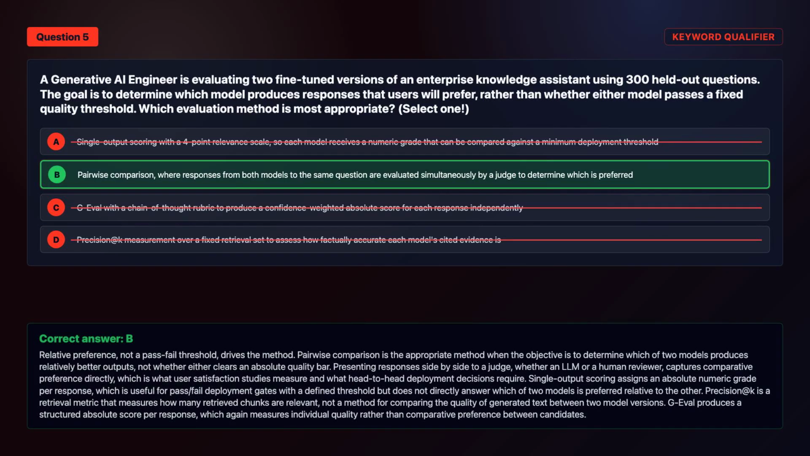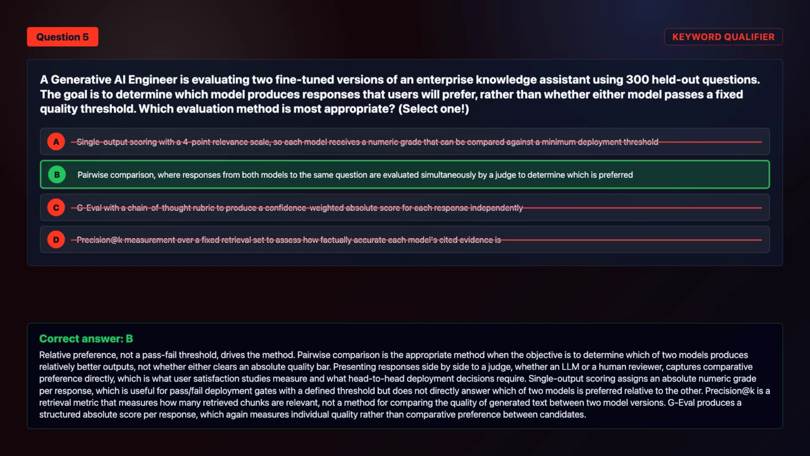The correct answer is option B. Relative preference, not a pass-fail threshold, drives the method. Pairwise comparison is the appropriate method when the objective is to determine which of 2 models produces relatively better outputs, not whether either clears an absolute quality bar.